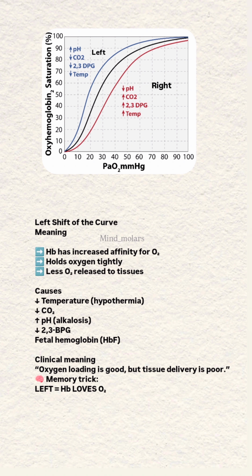Now the opposite thing happens when the curve shifts to the left side, because here hemoglobin loves oxygen. There is an increased affinity towards O2. So it releases less oxygen to the tissue. Causes are decreased temperature, decreased CO2, increased pH.